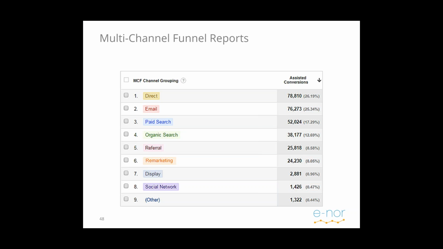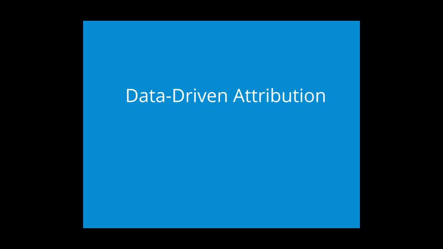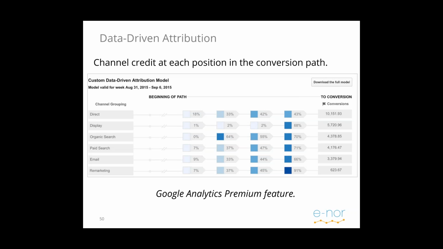Very quickly, multi-channel funnel reports. We want to use the multi-channel funnel reports to see conversion assist, not just last click attribution, but which channels are helping conversions in terms of assist. So we can also customize the channels in the multi-channel funnel reports. And also very quickly, if you have Google Analytics Premium, we can also pull the customized channels into the data-driven attribution reports. So here's an example.